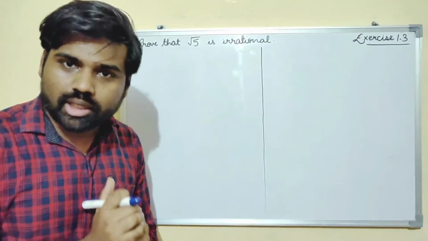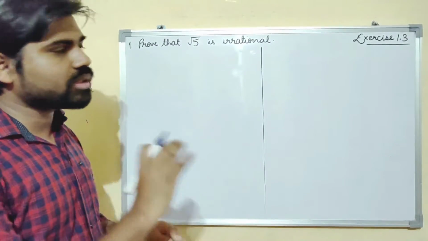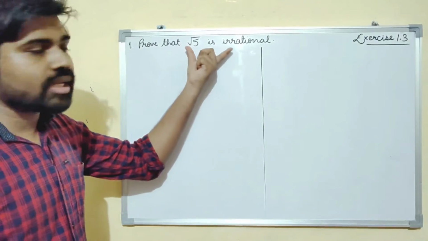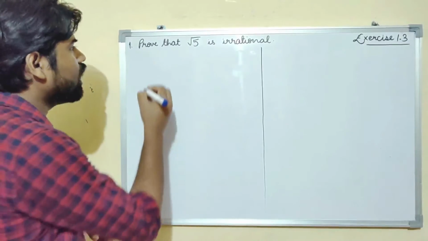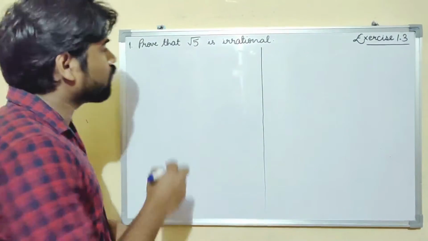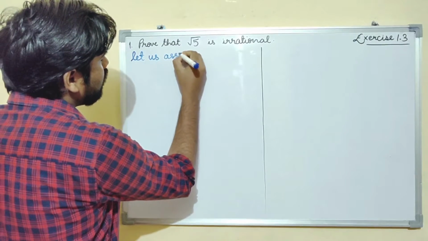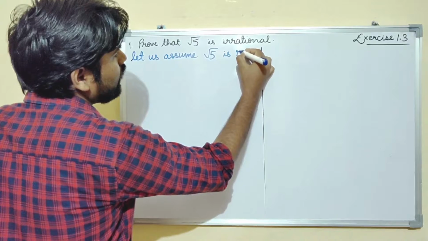I have told you earlier also that they can change the number inside the square root and the question will remain the same only. Now let us begin this. What we'll do, we'll assume this as irrational or rational? Rational, right? We are using the contradiction method. So let us assume that root 5 is rational.